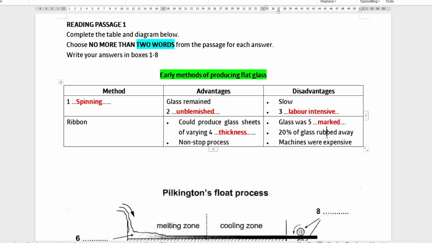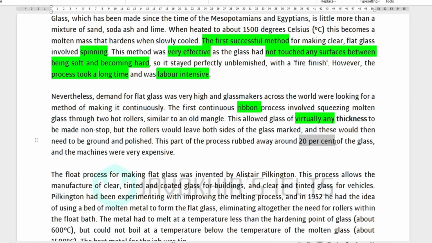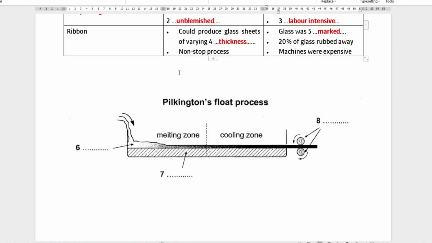Let's just take that as well. 20% of the glass rubbed away. So we have the word 20%. We have 20% of the glass, and machines were very expensive. So rubbed away 20% of the glass. There we go. Easy. So now we have the Pilkington's float process.